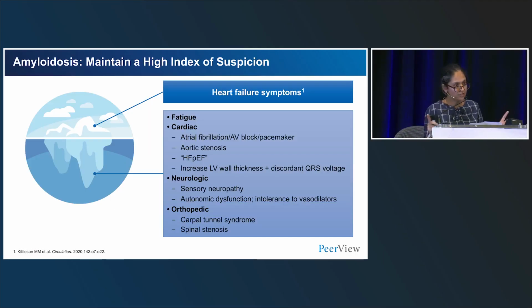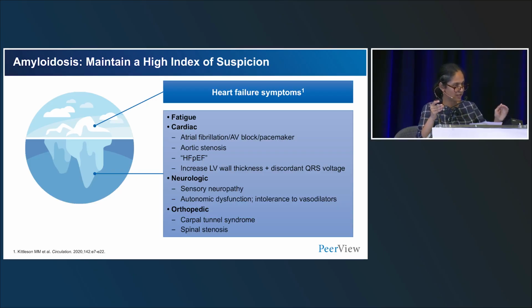So, what do you need to know? You need to know that heart failure symptoms are the tip of the iceberg in patients with ATTR-CM, and you have to be aware of what lies beneath. They can have more nonspecific symptoms like fatigue, other cardiac findings, AFib, AV block, pacemaker, aortic stenosis, or HFpEF, which is essentially a diagnosis of exclusion.